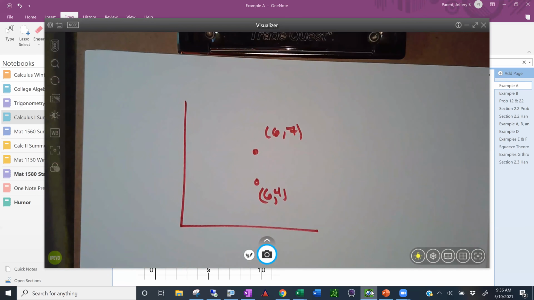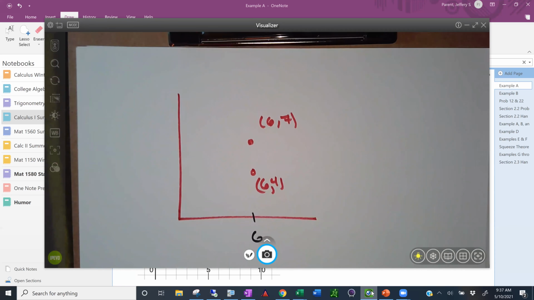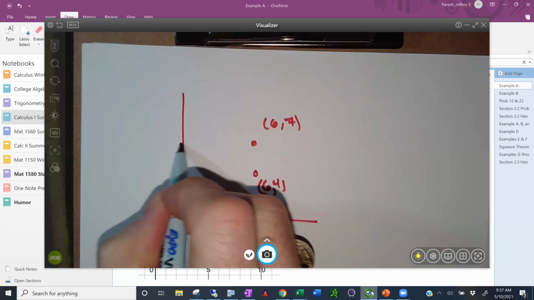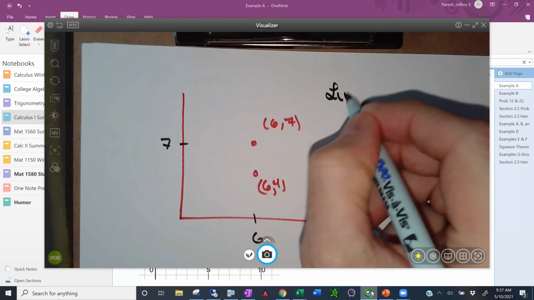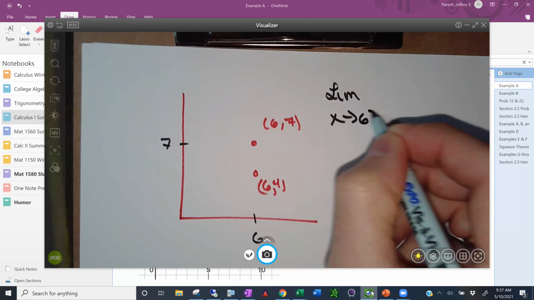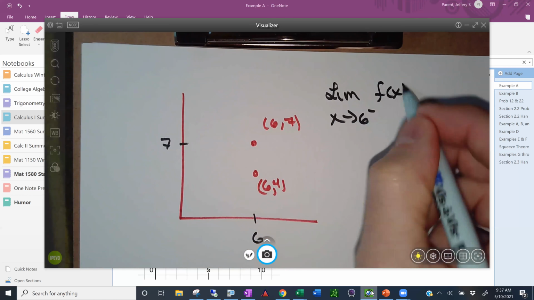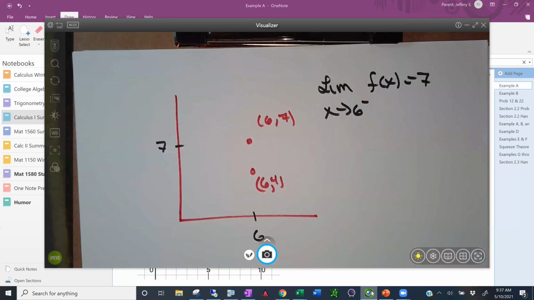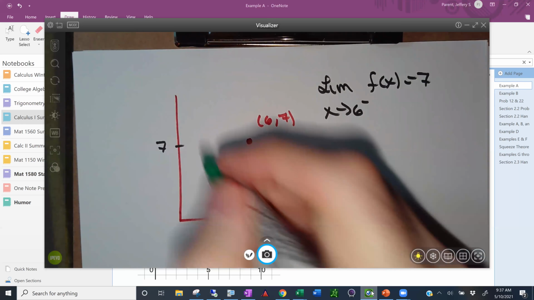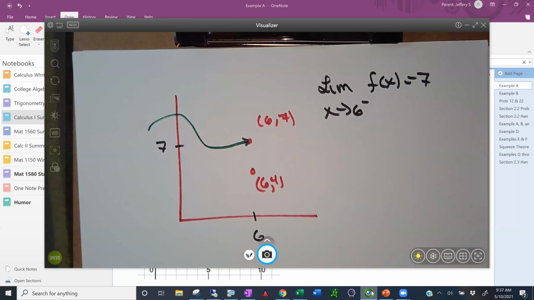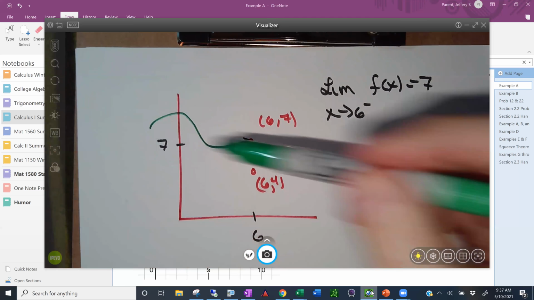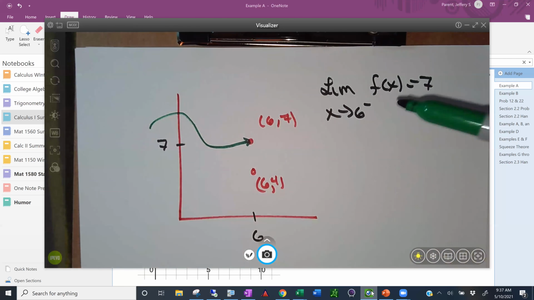So we're getting closer to this value of 6 on the x-axis, and we have to get close to the value of 7 on the y-axis. That's exactly what the limit there is telling us. The limit as x approaches 6 from the negative side of f of x is 7. So a function that would look like that has to eventually wind its way into that point. That's what the graph would look like. Anything that winds its way into this point like that would be fine.